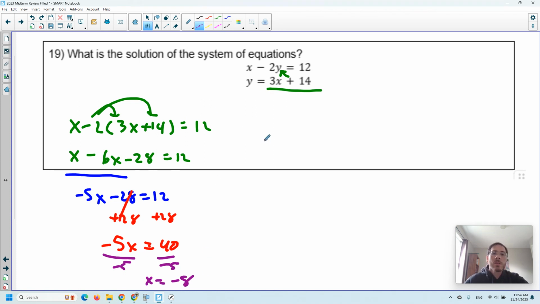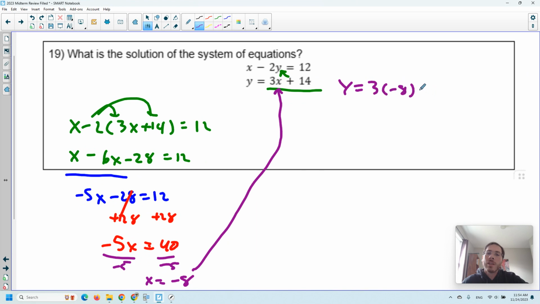So I know what x is. So what I'm going to do is I'm going to take the negative 8 and plug it into this equation. Now I could plug it into this one too, but this one already has y by itself, so it's going to be a little bit easier to figure out. 3 times negative 8 plus 14. So that's negative 24 plus 14 or negative 10. So final answer, negative 8, negative 10.